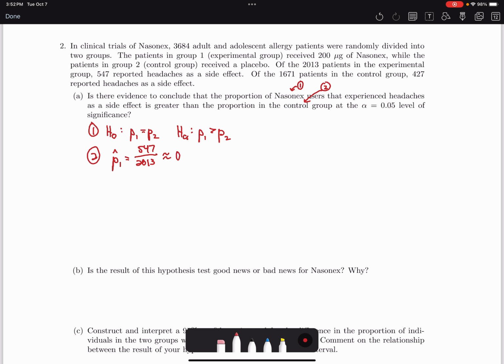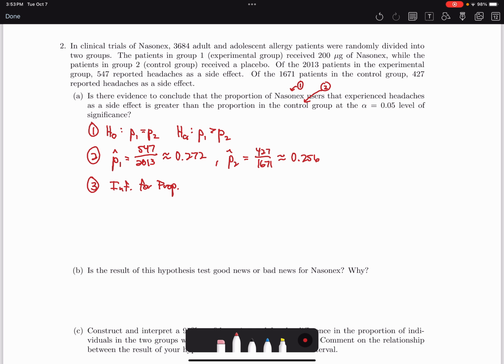So that comes out to about 0.272 if we round to 3 decimal places. For group 2, there were 427 who reported headaches out of 1,671 patients. And if you type that into your calculator, that comes out to about 0.256, if you round to 3 decimal places. So now for step 3, we're going to go to inference for a proportion.